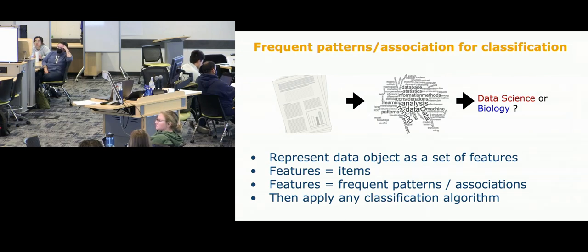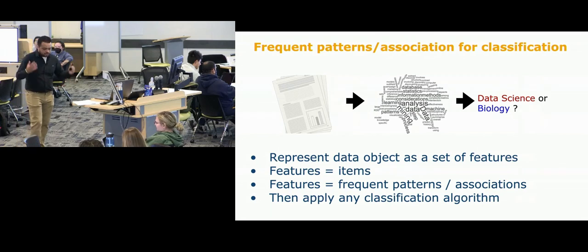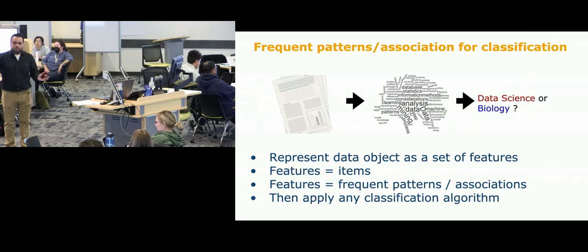So a canonical example of this is, let's say you have research papers that you have to classify whether they belong to data science or to biology. A simple approach which you might study in your machine learning class would be what's called a bag of words classifier, right? A bag of words classifier takes all the words in a given document and uses those words to classify what that document is about. So here we are saying that rather than using all the words, you could use some smaller subset of that, just the frequent patterns, right?